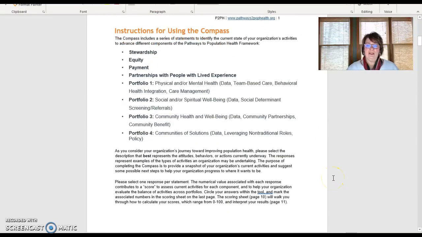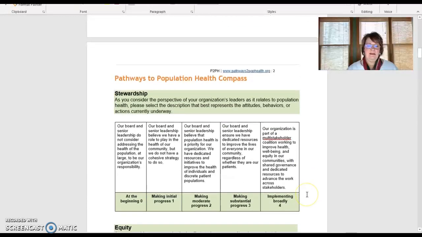So you're going to be looking at some components within the organization, including stewardship, equity, payment, and partnerships with people with lived experience. Part of the tool itself is looking at 4 different portfolios, and that is physical and or mental health, social and spiritual well-being, community health and well-being, and communities of solution. So those are the major categories to be looking at.